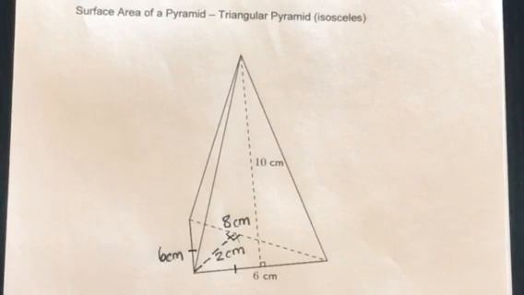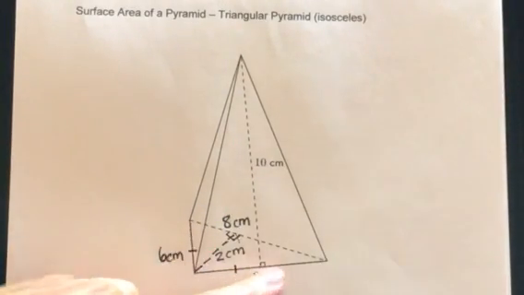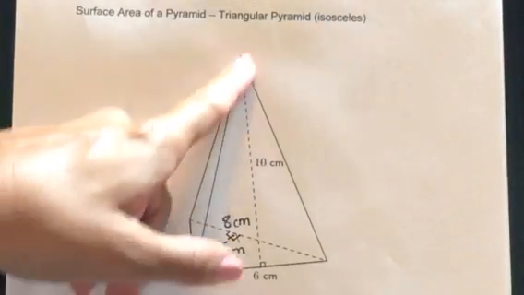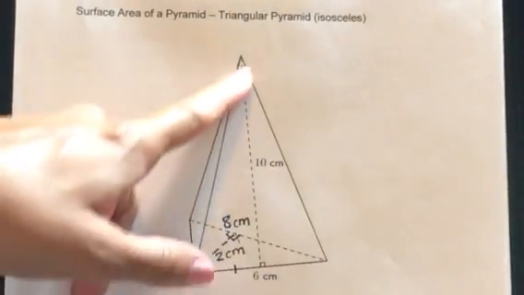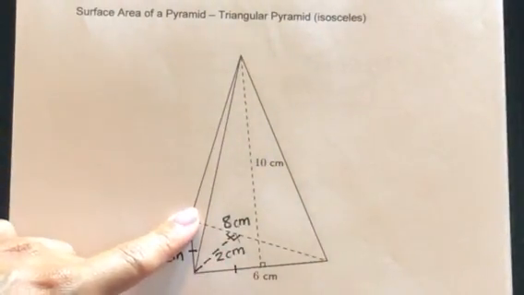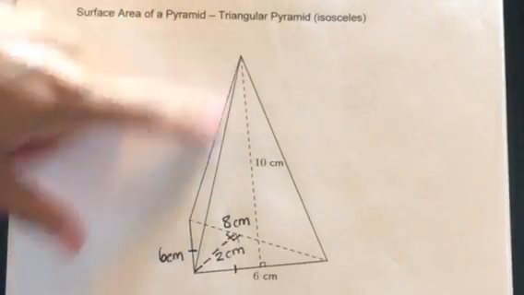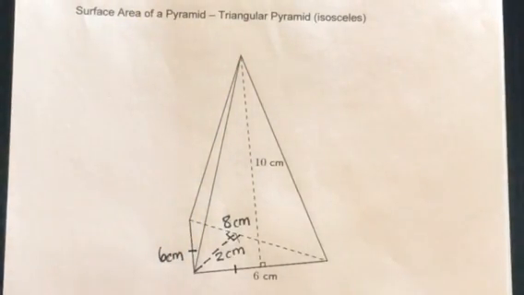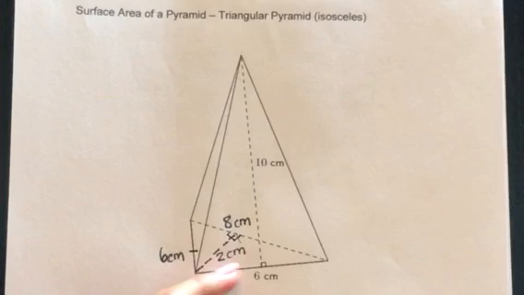We are going to be solving the surface area of a pyramid, specifically a triangular pyramid. What makes this a triangular pyramid is that the base is a triangle. And then from the base, we have 1, 2, 3 triangles that come off of the base at a point, making this a pyramid.